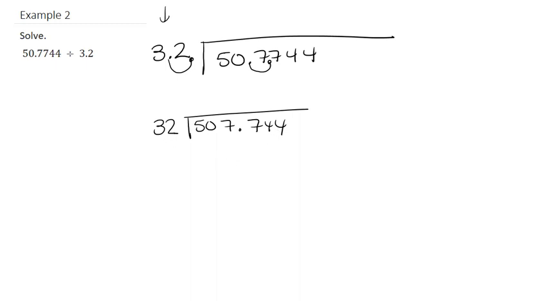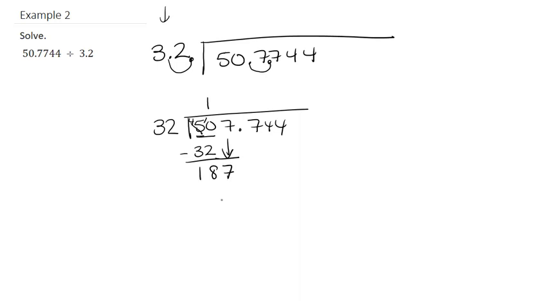507.744. Now 32 can't go into 5, but it can go into 50. So 32 can go into 50 one time. 32 times 1 is 32. We subtract and we get, we're going to have to borrow from the 5, so 10 minus 2 is 8. 4 minus 3 is 1.